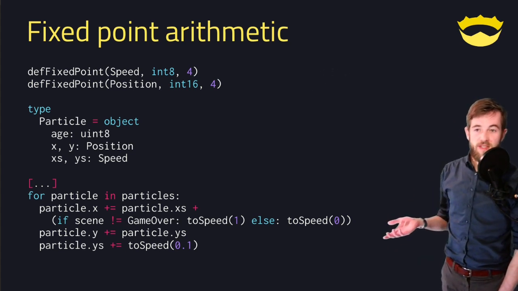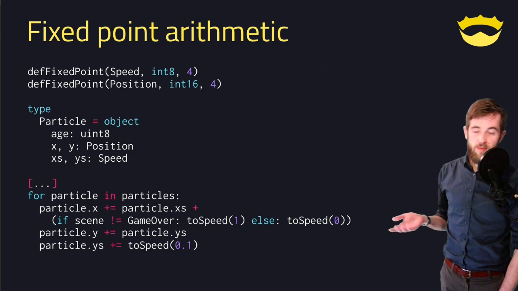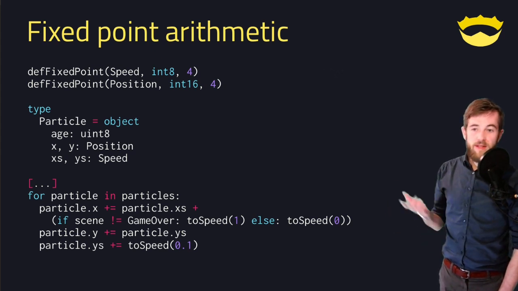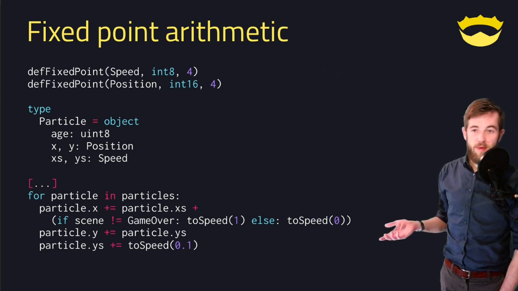So this saves me from having to import a floating point library, or the floating point library that comes with it. And it looks super clean. It looks like I'm using floating point. I don't have to think about it. It just works really well.